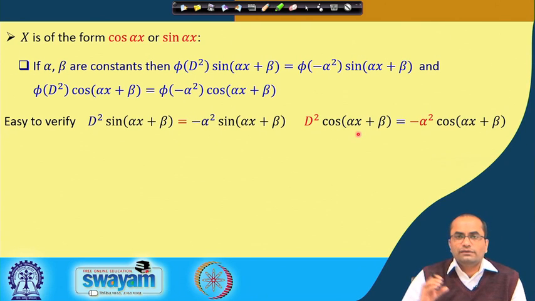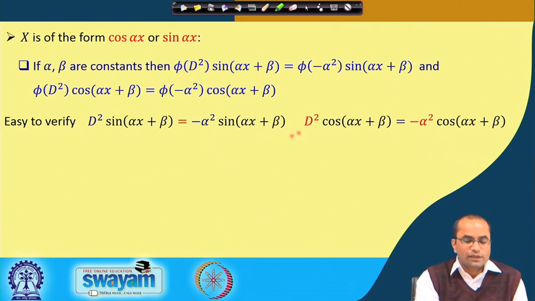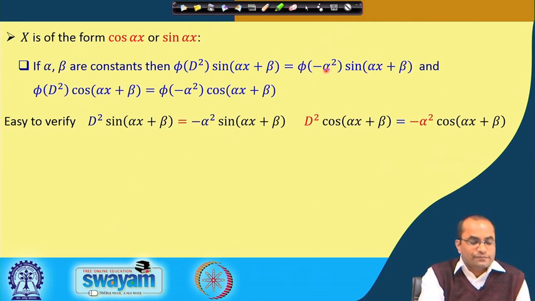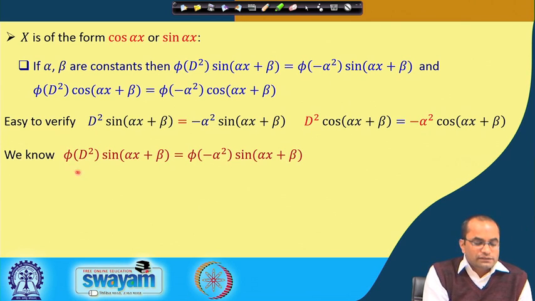So, whenever we have an expression in the form of φ(D²), what will happen is that D² will be replaced by −α². That is the general rule which we have just realized by noting that D² operated on the sine function is simply replaced by −α². For any function of D², the same thing will happen: D² will be replaced by −α². So now we know that φ(D²) sin(αx+β) equals φ(−α²) sin(αx+β).